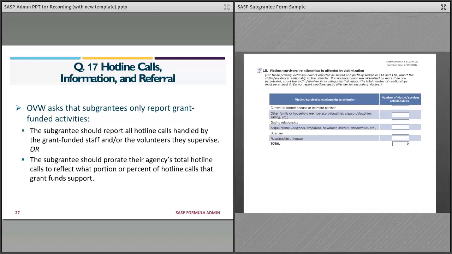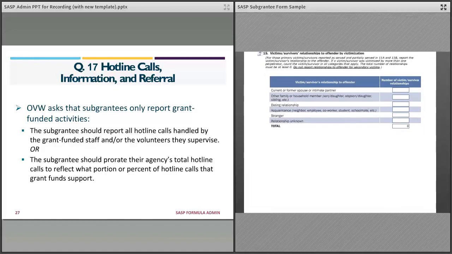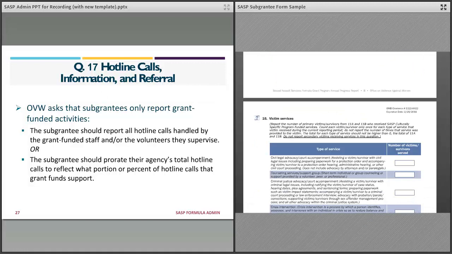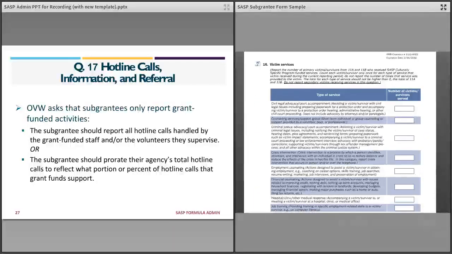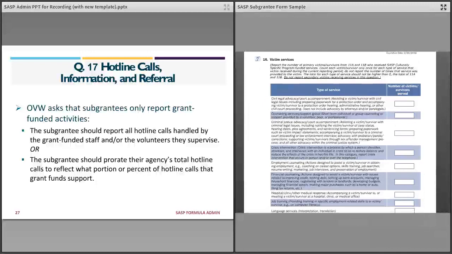We're going to skip over a couple of questions that are fairly straightforward, so we don't typically see any errors in. As a quick note for question 16, we are looking for the total number of unique victims and survivors who received each service category. So it's not a count of how many times victims and survivors received those services. It's how many unique victims and survivors received the service type during the reporting period.